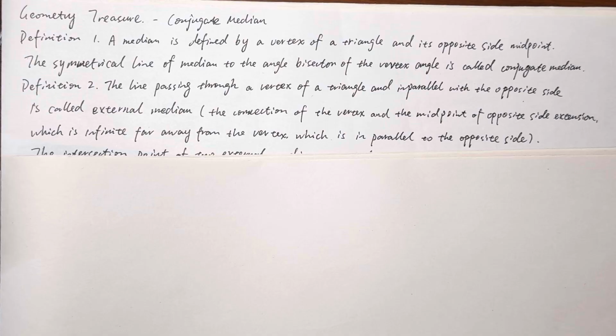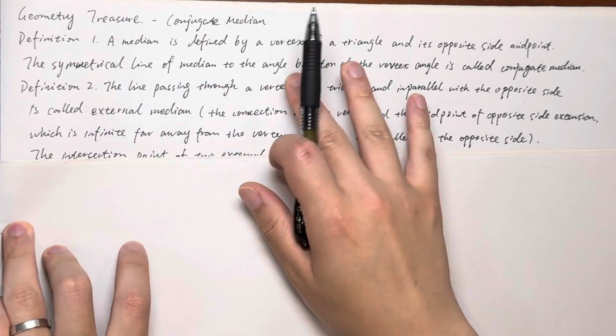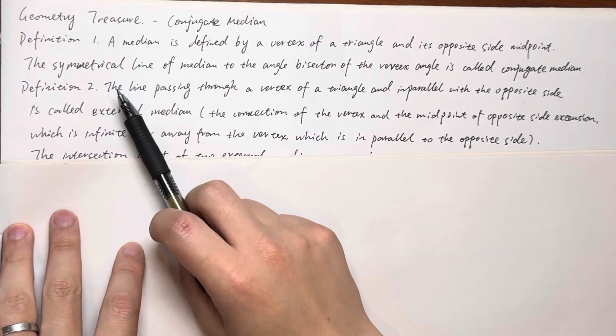So today we're going to talk about the conjugate median. In the previous several videos, we talked about the generalization of the angle bisector theorem. We talked about the harmonic bundle, and we talked about the Michel's point, and all of those are the fundamentals of the conjugate median. So let's first learn the definition of the conjugate median.